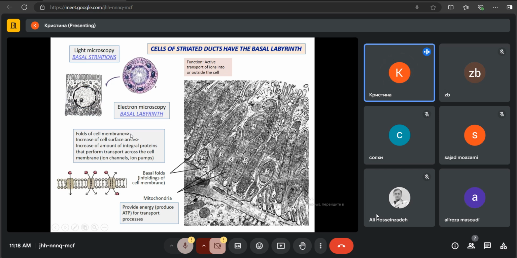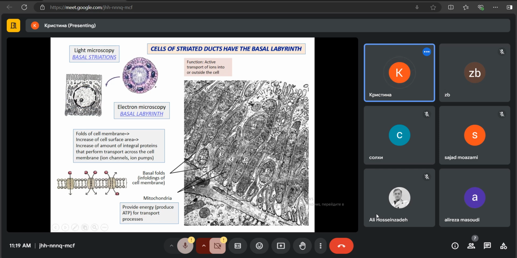Folds of membrane increase the cell surface area to increase the amount of integral proteins, which perform the function of transport of ions and water across the cell membrane. So these integral proteins are channels and pumps, ion pumps, such as sodium potassium ATPase. So there are a lot of such pumps incorporated into this membrane, which forms the folds here. And ATPases need the energy of ATP.